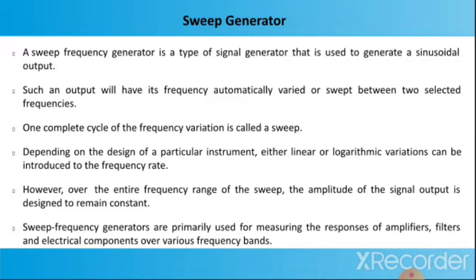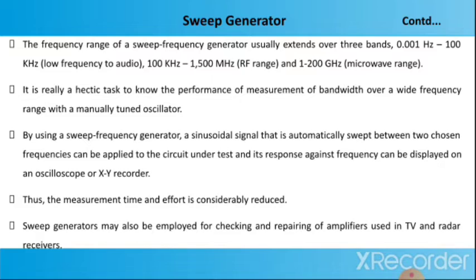Sweep frequency generators are primarily used for measuring the responses of amplifiers, filters, and electrical components over various frequency bands. The frequency range of a sweep frequency generator usually extends over three bands, that is 0.001 Hz to 100 kHz. It is a low frequency to audio range. Second, 100 kHz to 1500 MHz. It is in the range of RF, and 1 to 200 GHz. It is in the microwave range.